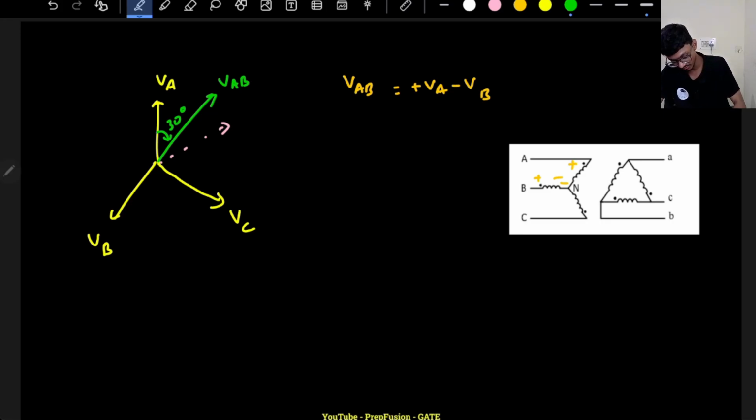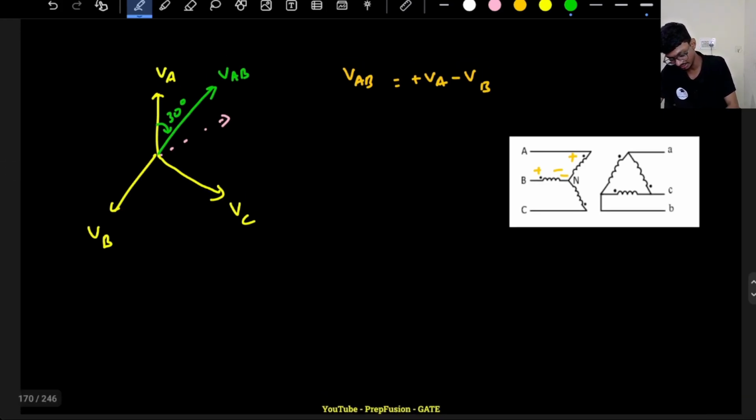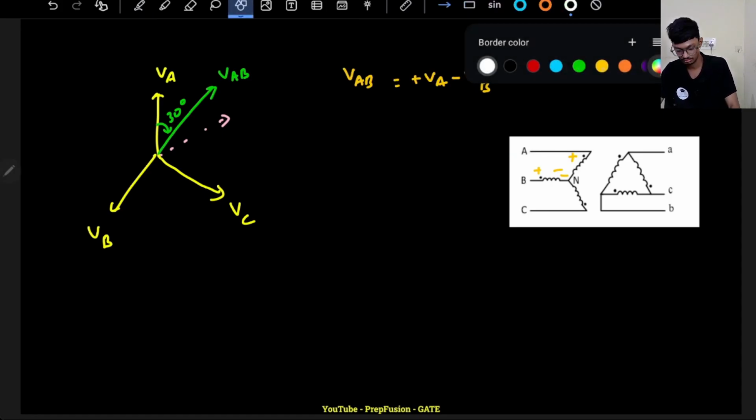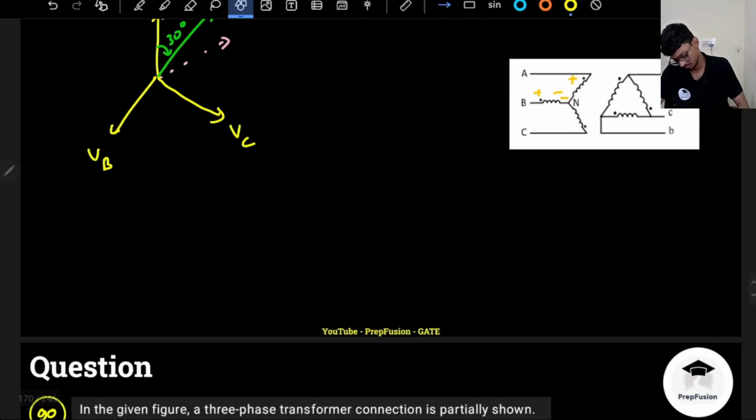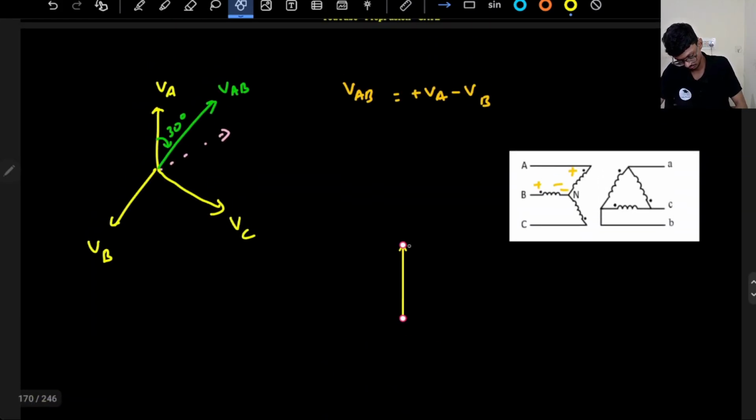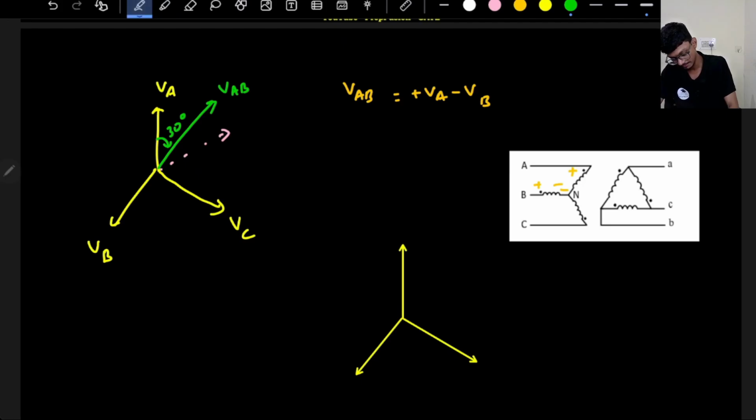What about the other side, small VAB? Again the same thing, right? It follows the negative phase sequence again. So this will be VA, VC, VB.